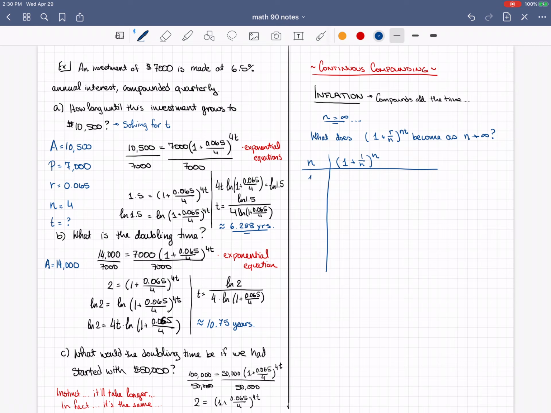So we'll look at n equal to 1, 10, 50, 100, and we'll look at 1,000. Okay, and then we can look beyond that as well.